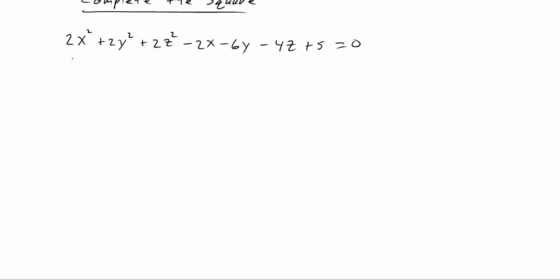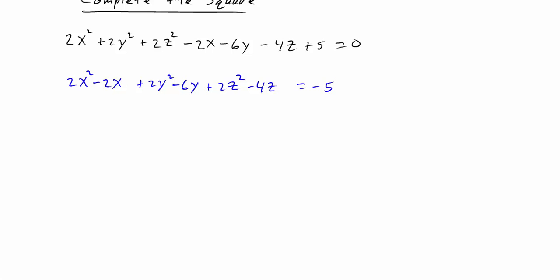So the first step is to group our x's together. So we have a 2x squared minus 2x, and then we have the 2y squared and minus 6y. And then we have our 2z squared. And then we have the minus 4z. And we have a plus 5, so I'm going to move that 5 to the other side, and that would become a negative 5.